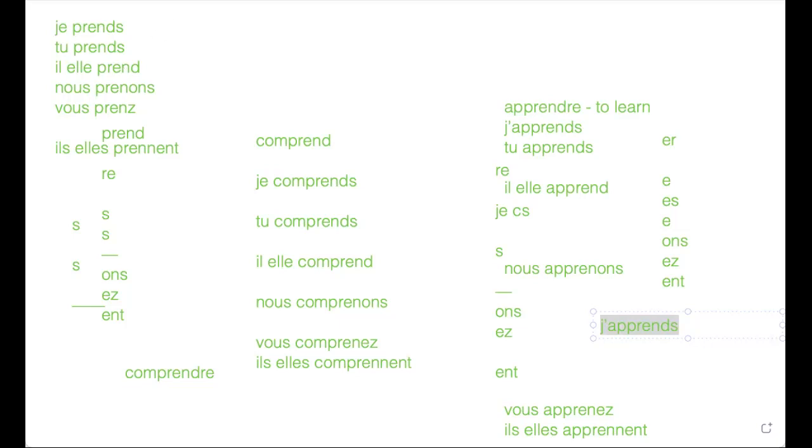J'apprends is I learn. What is j'apprends? Tell me. J'apprends. Learn. Is it clear to you? So this thing you have to practice. I will share the recording and please practice with the recording. Clear, Rashmi? Yeah. Okay. So please practice with the recording.